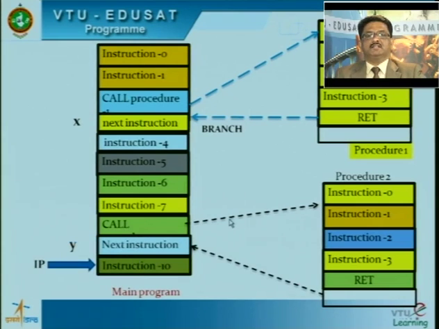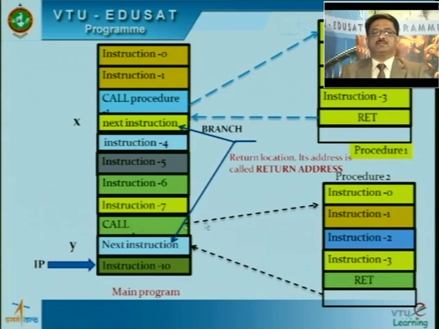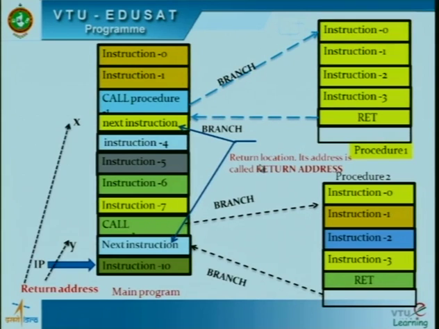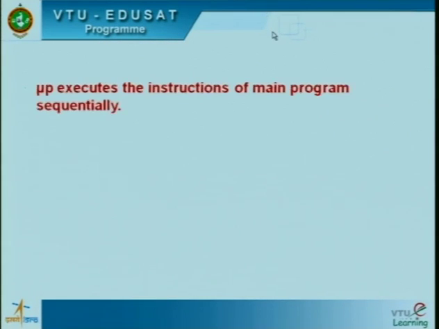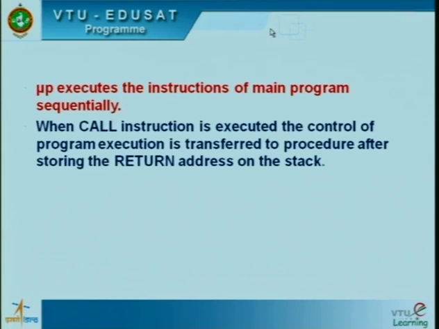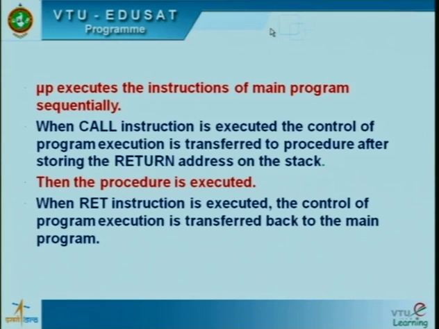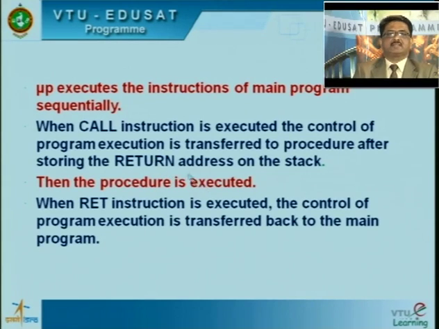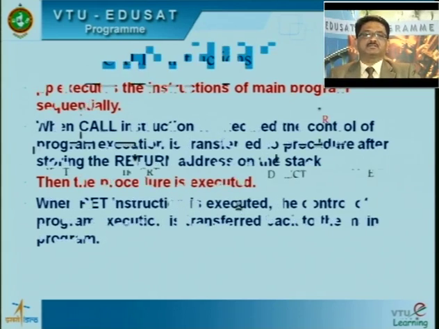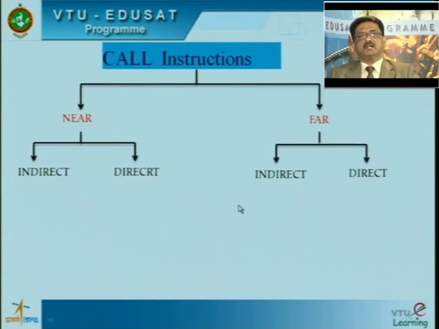Now if you carefully observe, there are two branches here. One, the execution gets transferred to procedure 2, and then the execution control will be returned back to the main program. Here X and Y are the return addresses. The MPU executes the instructions of the main program sequentially. So whatever I have discussed now, the same thing is being reiterated here. The procedure gets executed, and once the return instruction is executed, the control of program execution is transferred back to the main program.